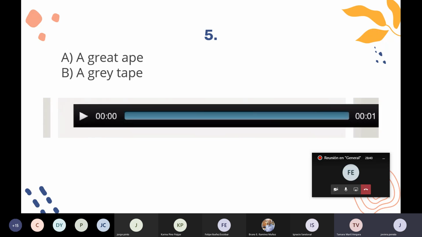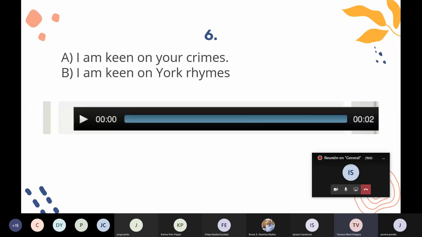Letter A. Are you completely sure? Yeah, I would like to say that it's letter A. Let's find out. Yes, it was letter A. So we have two options here. Letter A, I am keen on your crimes, and letter B, I am keen on your rhymes.